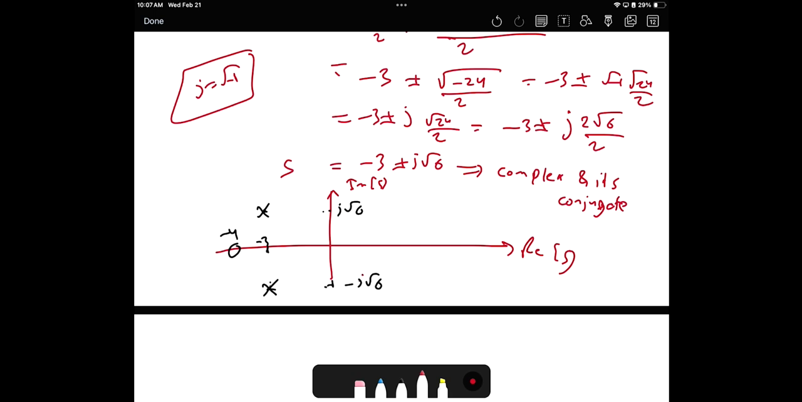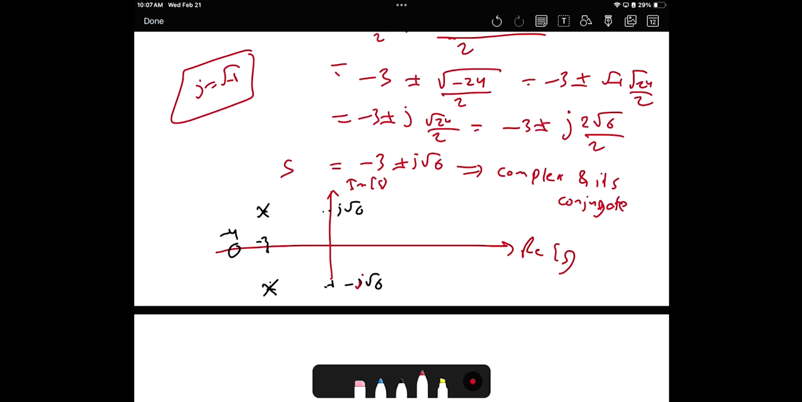So when we see a complex conjugate, whenever there is a plus j, for example, negative 3 plus j square root of 6, then there must be another one, negative 3 minus j square root of 6. Okay?